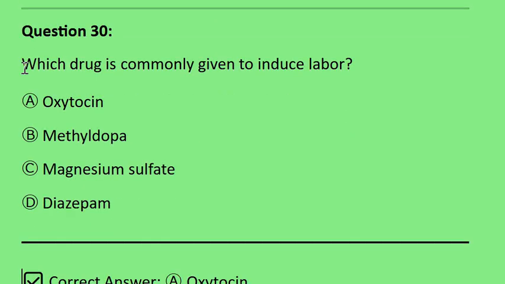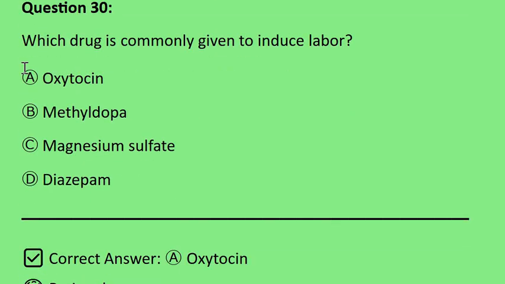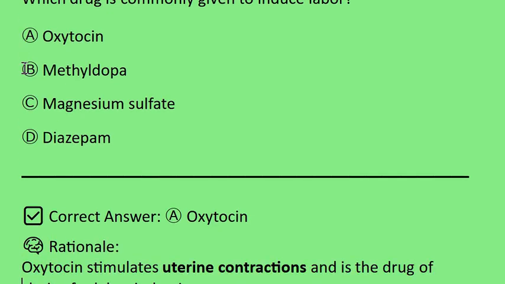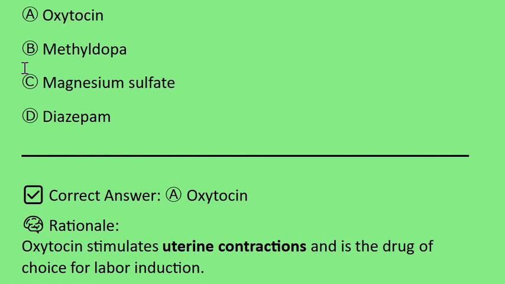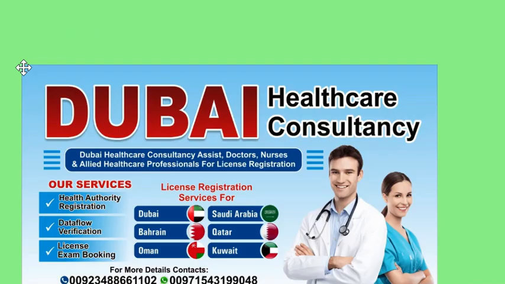So the correct answer for this question is oxytocin, and the rationale is oxytocin stimulates uterine contraction and is the drug of choice for labor induction.